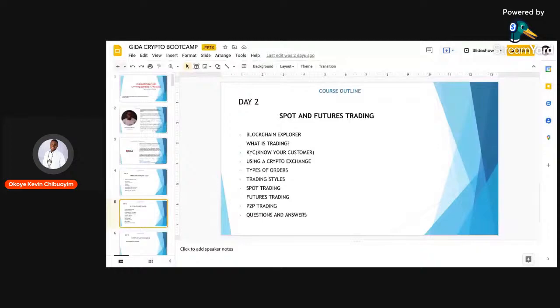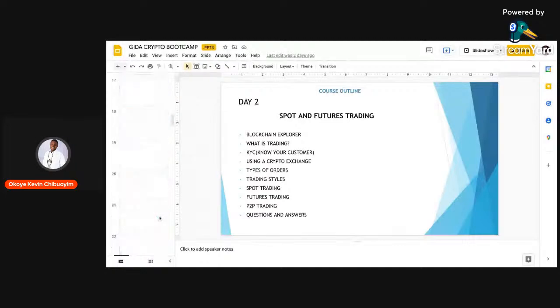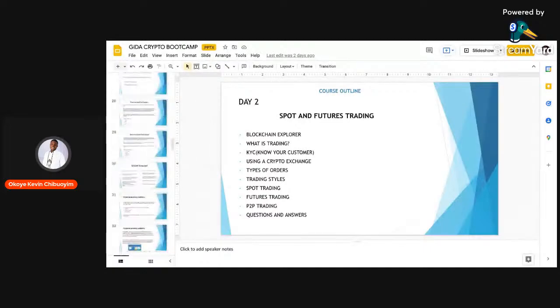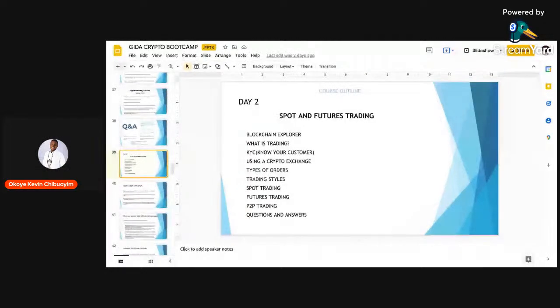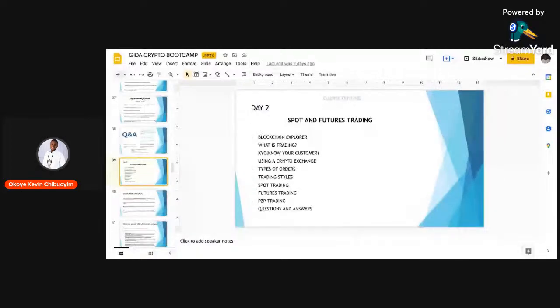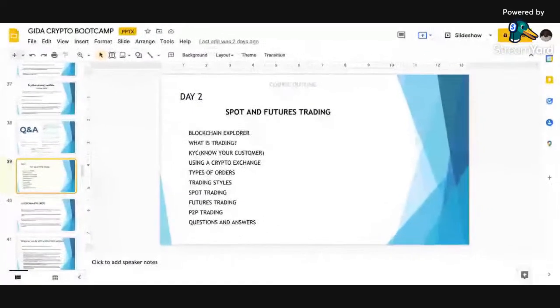So going further, we're going to look at spot trading. We'll talk about futures and P2P. And if there is time, we're going to do some practicals, then take some questions and answers. So going right ahead, we're going into day two's business, which is what you are seeing on your screen as the course outline. Now, let me make this full screen so you can actually view it clearly.